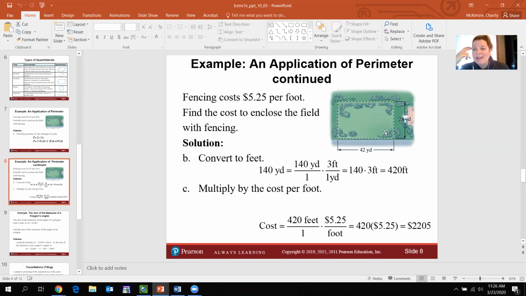Remember that you have to be careful. Okay, so we have this many yards and we know there's 3 feet in a yard, so these have to match so that they cancel, and we would basically times it by 3. So we get 420 feet. That was the lesson we went over right before our 3-week break. So now we know that's per foot, and we can use the $5.25 and times those to get the total money that this would cost.